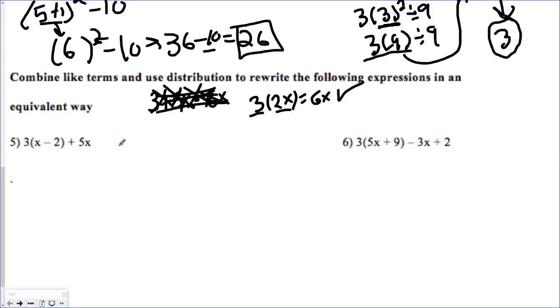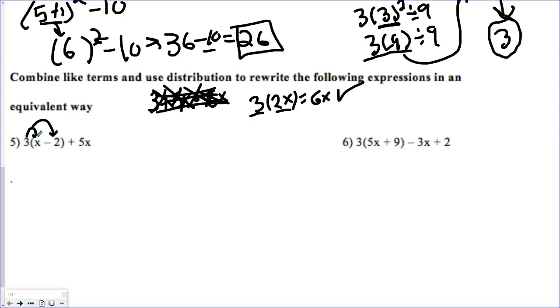So what I do is something called distribution, which means that if you have parentheses and there's a number outside them, like this 3 here, and again, it can't be added or subtracted, it has to be plain outside the parentheses. What you can do is take that value and multiply it to both terms on the inside. And when you do that, the parentheses go away.